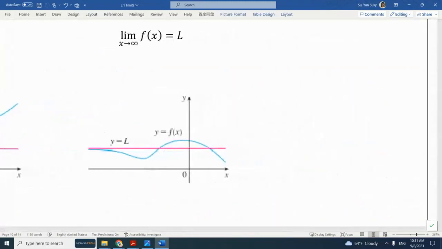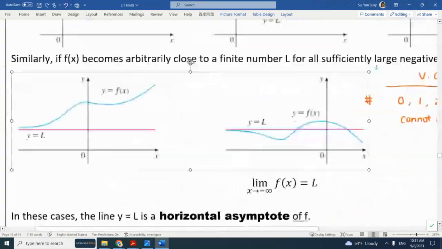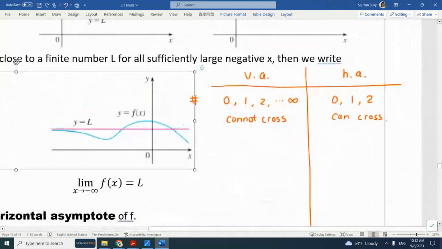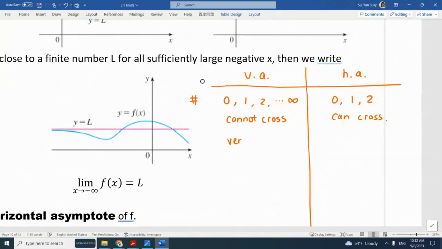Okay, next one. So vertical asymptotes, they are vertical lines. So vertical lines means x equals a number. Horizontal asymptotes, they are horizontal lines. So you get y equals a number.